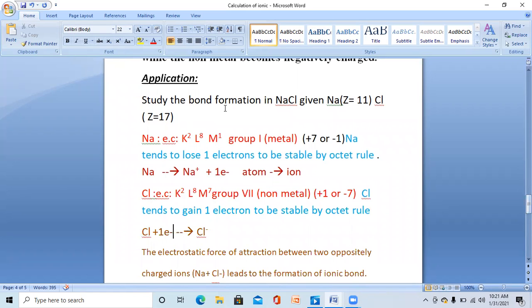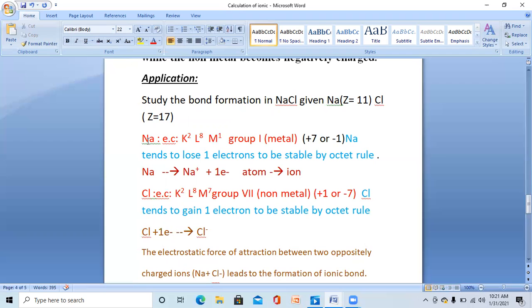Now let's see the application. Study the bond formation in NaCl where the atomic number of Na is 11 and the atomic number of Cl is 17. First step, we have to determine if each atom is a metal or non-metal. Sodium: in a neutral atom, number of electrons is equal to the number of protons and it is equal to the atomic number Z, which is 11.